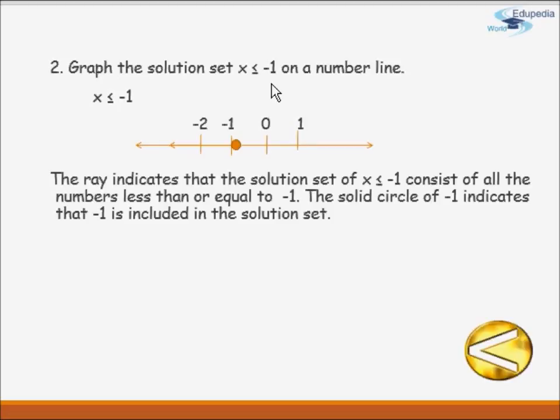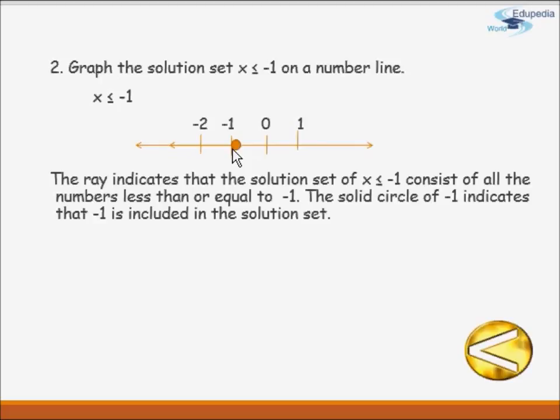Of course we draw this arrow over here at a little distance from -1, and this arrow basically means that in this direction you have all the solutions, that is in the direction of less than -1. But since we are also including -1 in it, we place a filled-up circle, a solid circle, on top of -1, so that it shows -1 is a part of the solution as well.